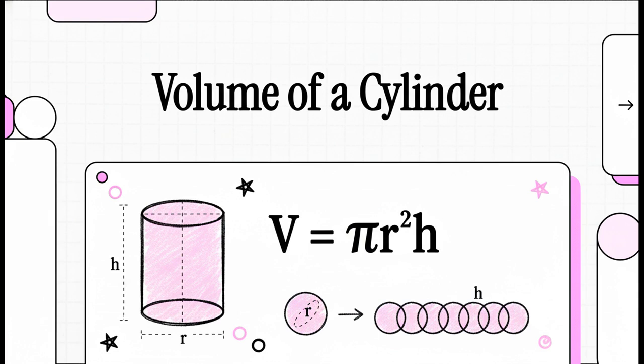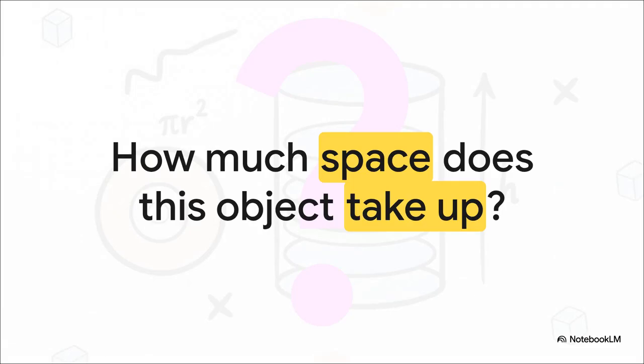Let's jump right in. So let's start with a specific challenge, right? Check out this cylinder. Let's say it's 8 feet tall and has a radius of 2 feet. The big question we're trying to answer is how much space does this thing actually take up? If you were to fill it with water, how much would fit? That's the essence of volume. It's all about that 3D space inside an object.